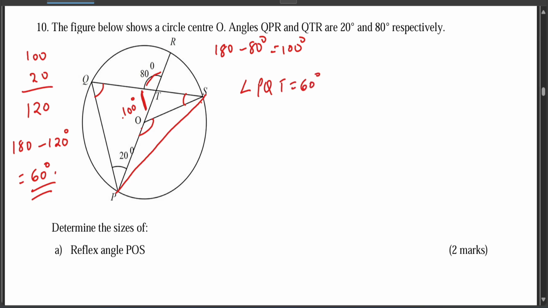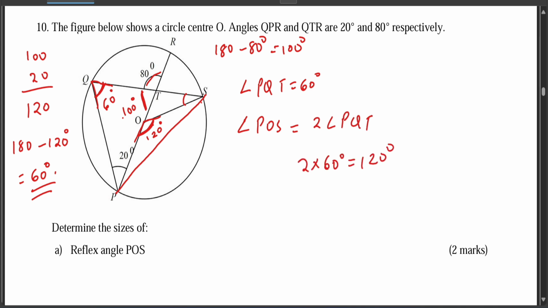Now, there's an angle property that says that the angle subtended by a chord at the center is twice the angle subtended at the circumference. So this one here is twice the angle at the circumference. So it should be 60 times 2, which is 120 degrees. So make sure that angle POS is twice the angle PQT. That's why 2 times 60 gives you 120.